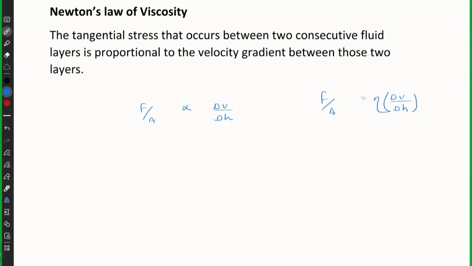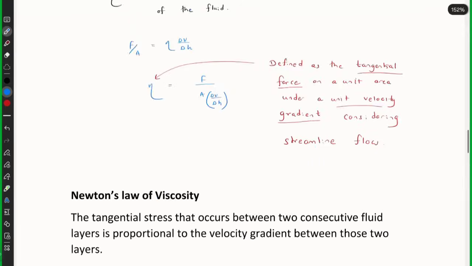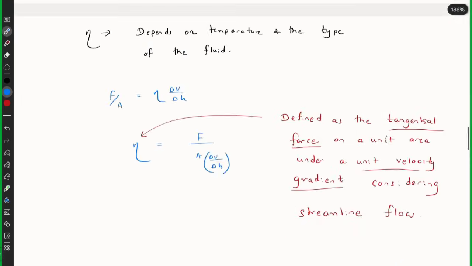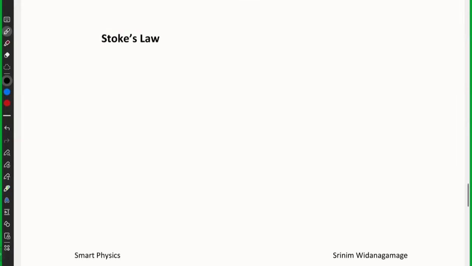Now, I told you it depends on temperature, but I forgot to write this here. How does it depend on temperature? When the temperature increases, what happens to viscosity? It decreases. Yeah, very good. Viscosity decreases. Exactly.